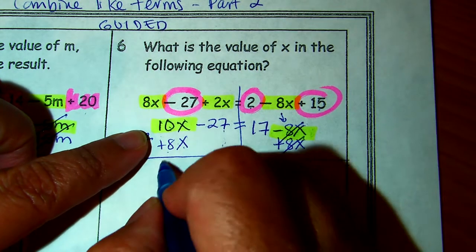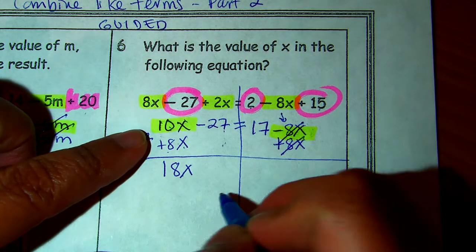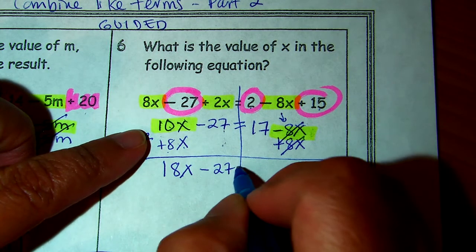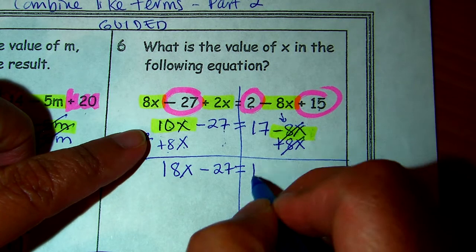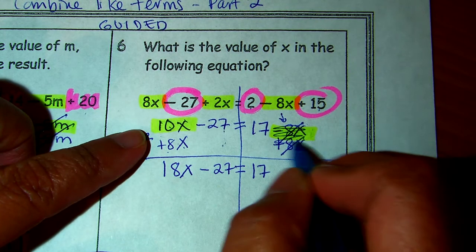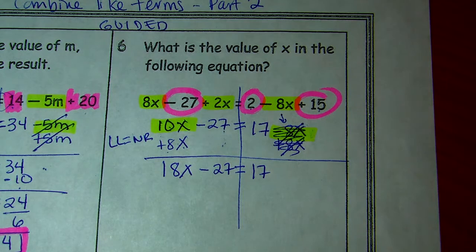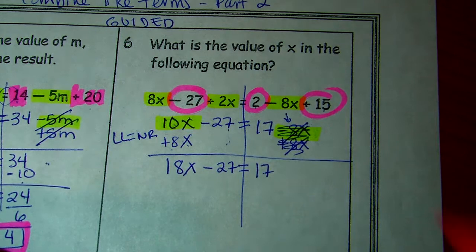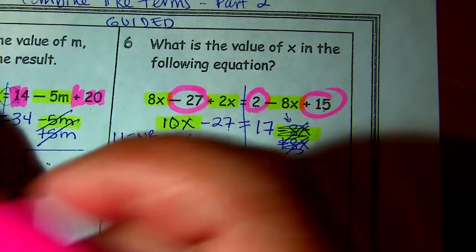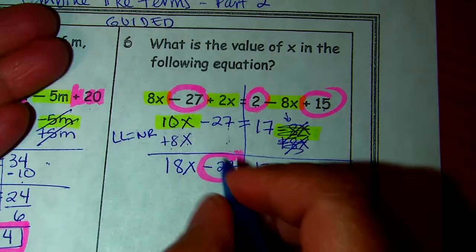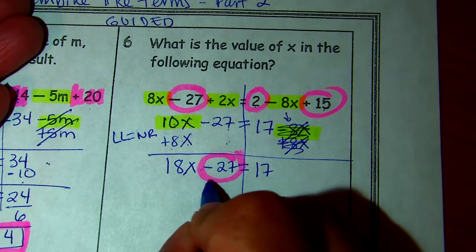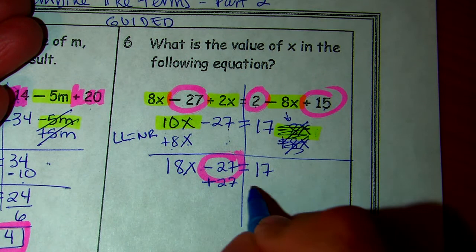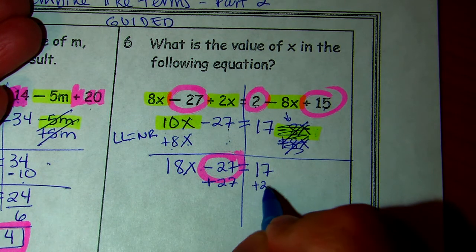X's with x's. 10 plus 8, 18x. Bring down the minus 27. Bring down your equal sign. Bring down the 17. And these two, of course, were canceled. They're gone. Okay, so now I'm left with this number over here on the left. I don't want it there, so what do I do with it? It has a negative, so plus 27. If I add it here, I have to add it on this side.